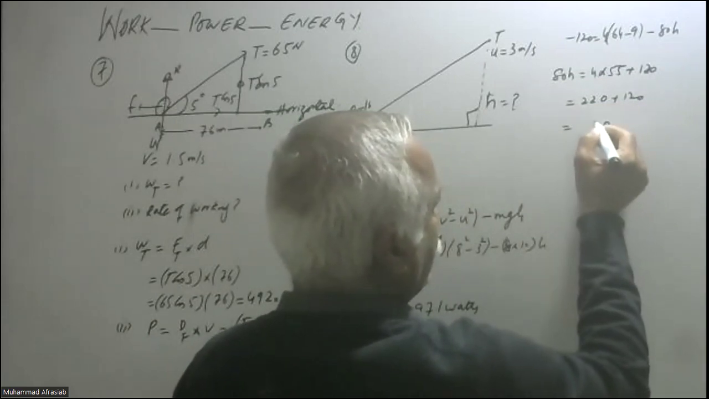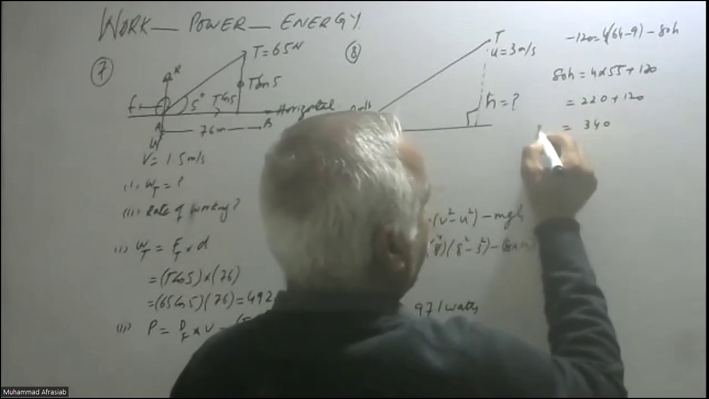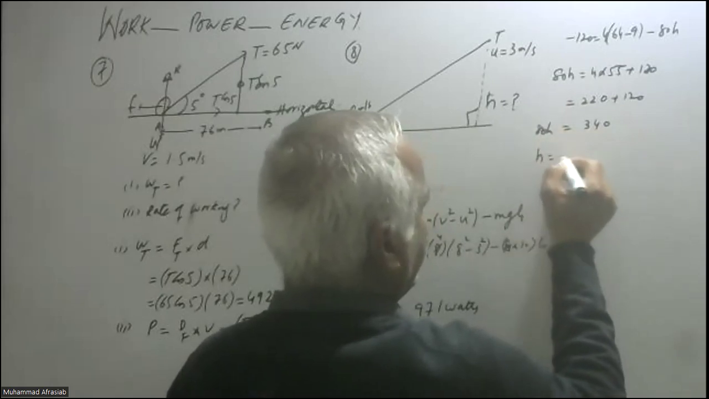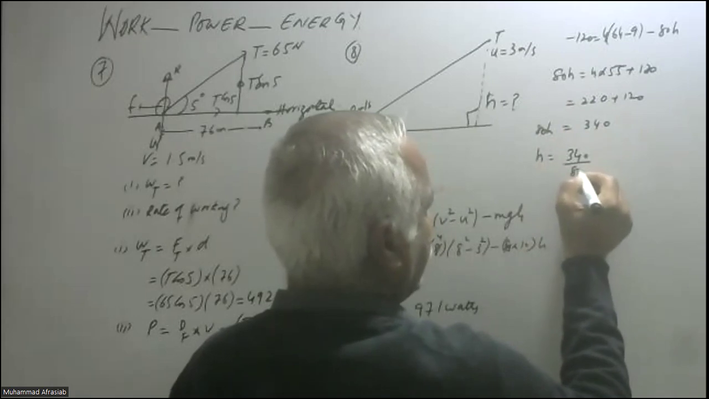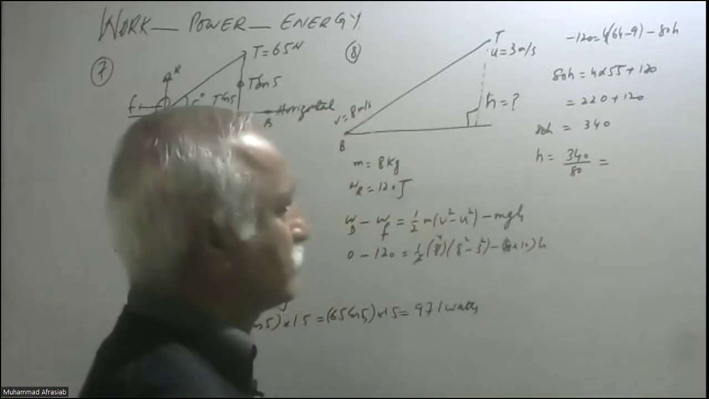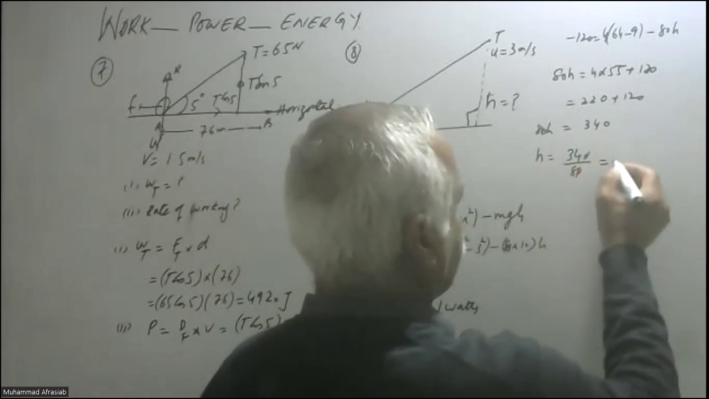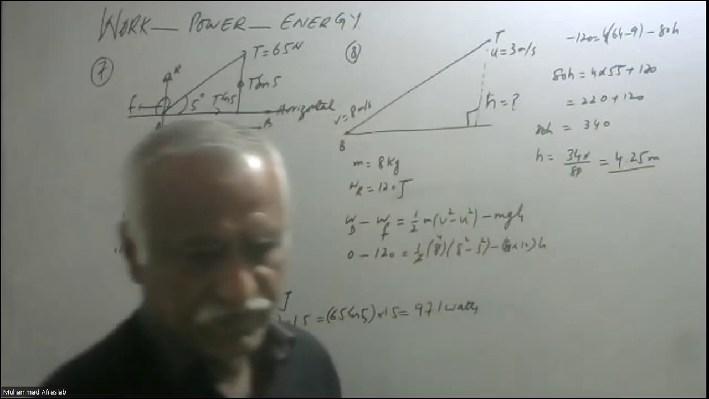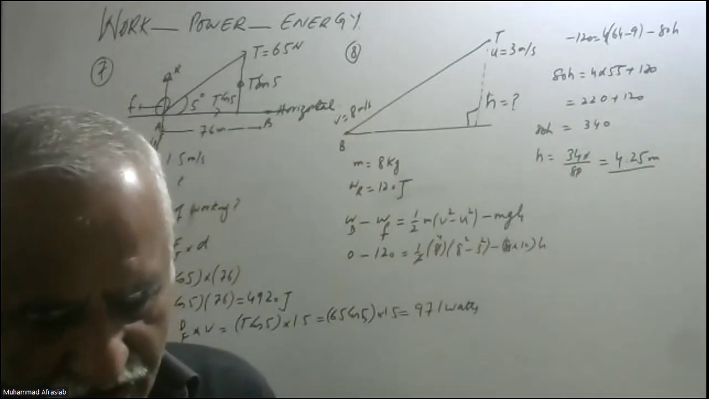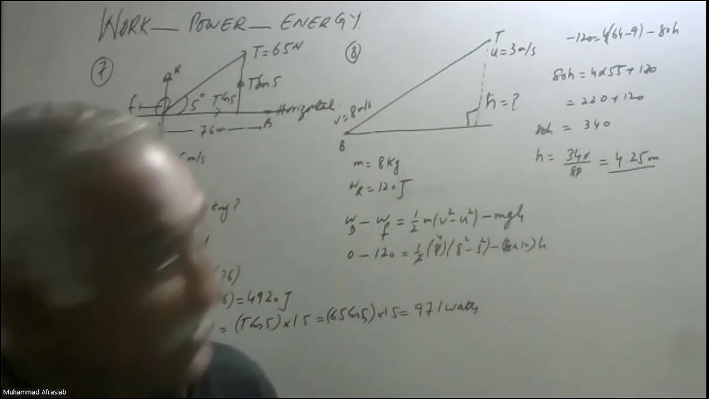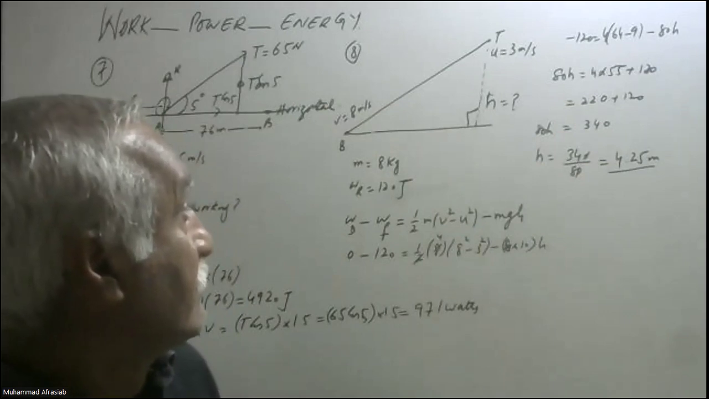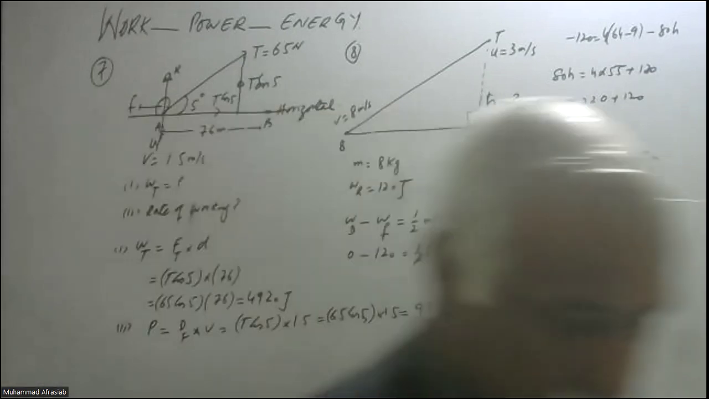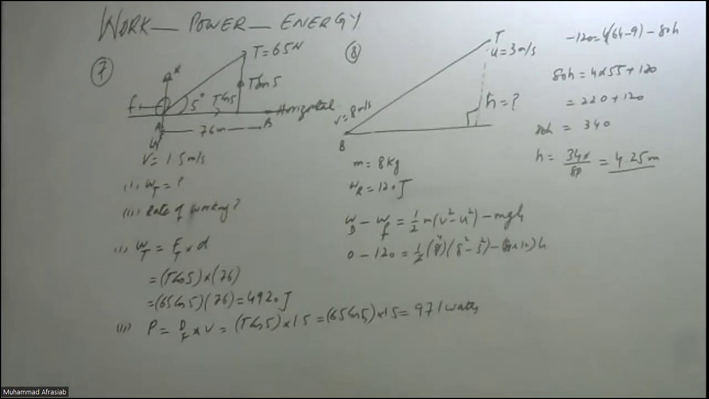plus that thing, which is equal to 340 for 80h. Our height of that object is 340 over 80, and that is equal to 4.25 meters. It is the height of the object above the level of the bottom, from the top. So this is question number 8 of that exercise, which we have done with the concept of the work energy principle.